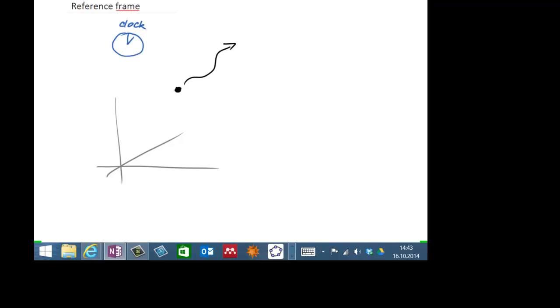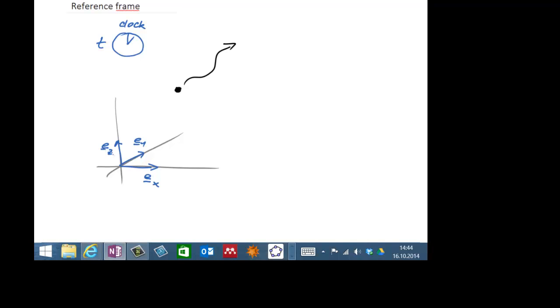Now let's suppose we have a clock, and this clock tells us time t, and we have this coordinate system that I just drew, a Cartesian coordinate system spanned by basis vectors. So let me try to indicate these basis vectors. We have Ex, Ey, and Ez. So these are the basis vectors pointing in the direction of the x, y, and z axis.